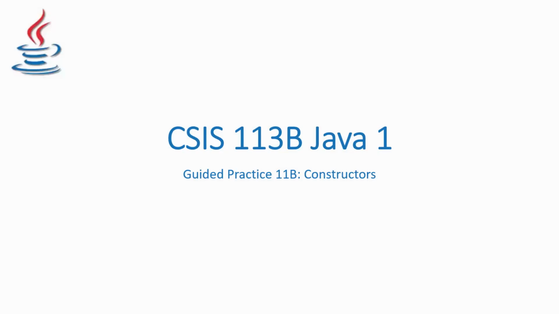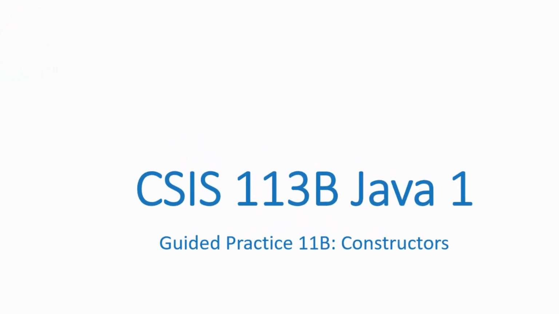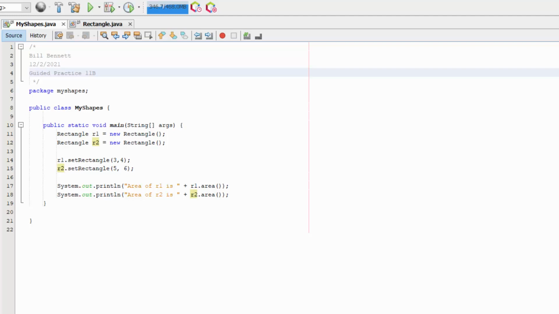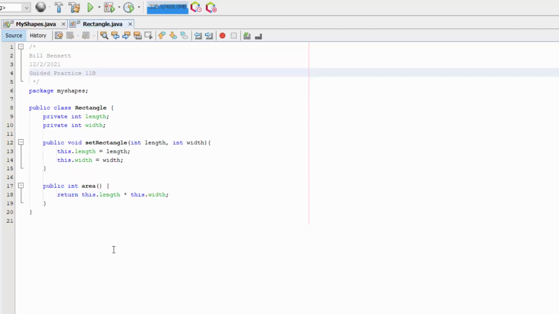In this video, you'll be learning how to complete Guided Practice 11B. For this guided practice, we want to introduce you to the concept now of constructors. So in our last video, we had a set rectangle method that we used to actually modify the length and the width of our rectangle. So we're going to use the same two files as we did before, same project, My Shapes. So we want to just go into rectangle.